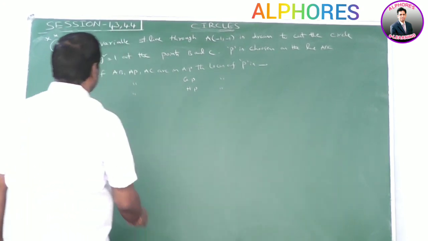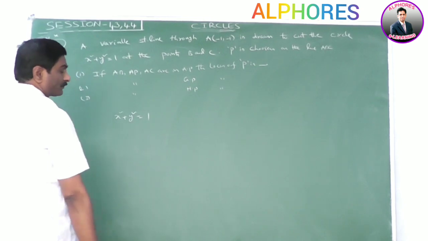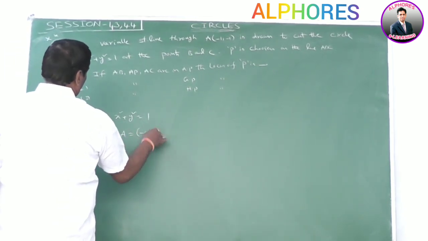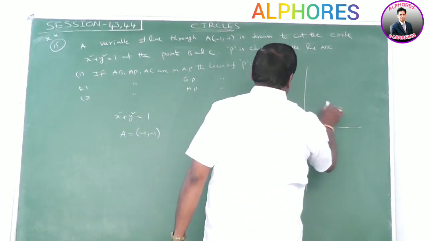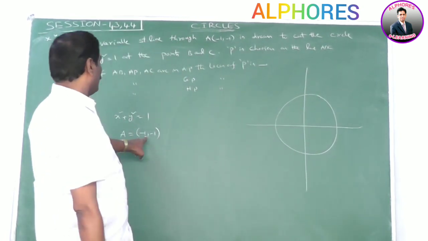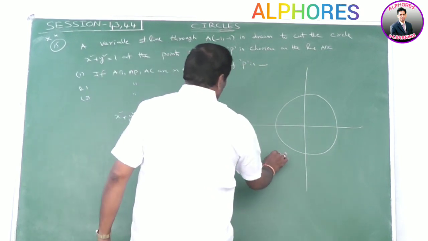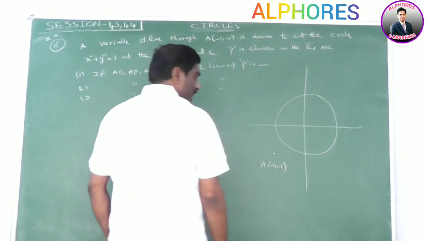Here, the given circle is x square plus y square is equal to 1. It is the circle. And the given point A is equal to (-1, -1). The diagram is in this way. The circle with the center (0, 0) and radius 1 unit. The given point does not lie on the circle, it is outside of the circle. A (-1, -1) means the point is here.